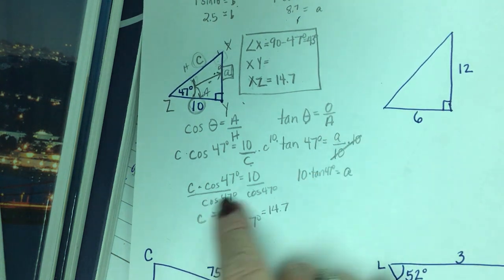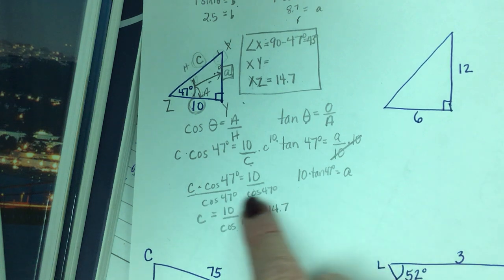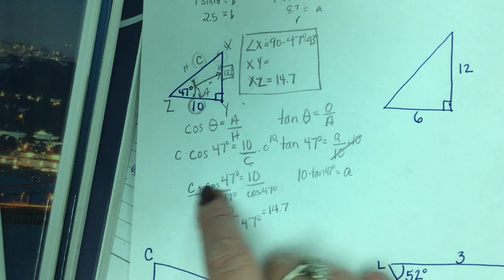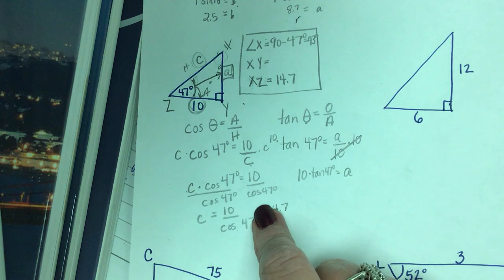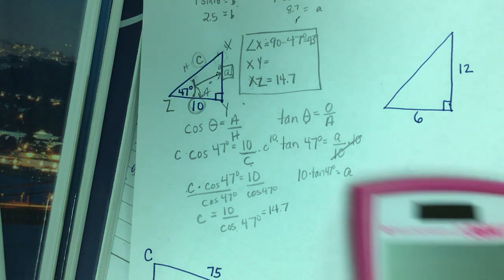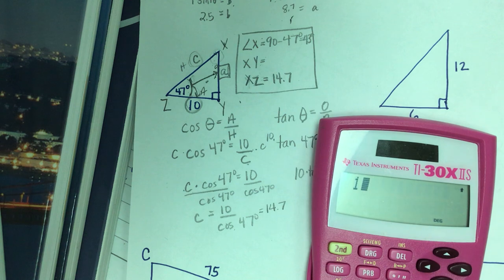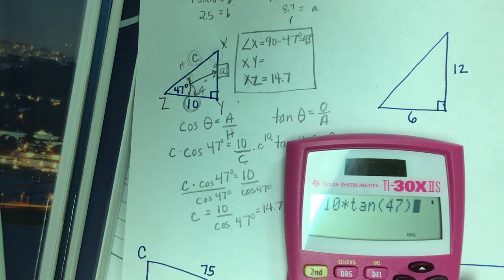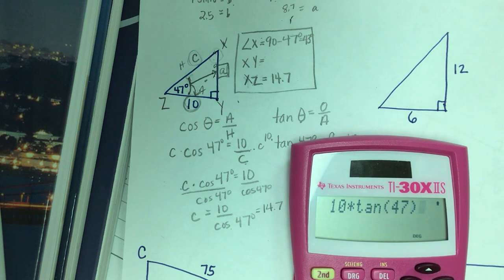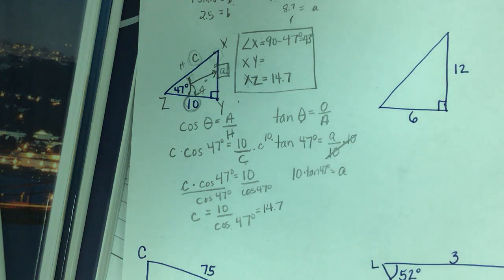How do I know that I don't have to divide like I did over here? Well, is my variable alone? Over here, my variable was not alone. Is it alone over here? Yes, A is alone. That's how you know you don't have to divide. I can go straight to the calculator here. I can type 10 times the tangent, and you don't have to hit the times button, of 47, and you don't have to close the parentheses, but I just do just because sometimes it needs to be closed. And round to the nearest tenth, so 10.7.